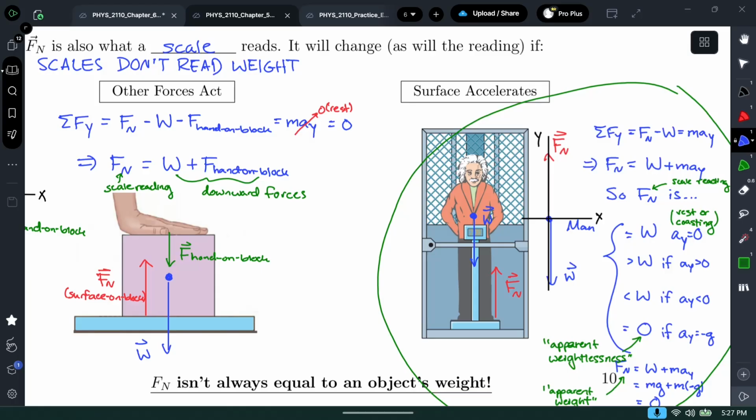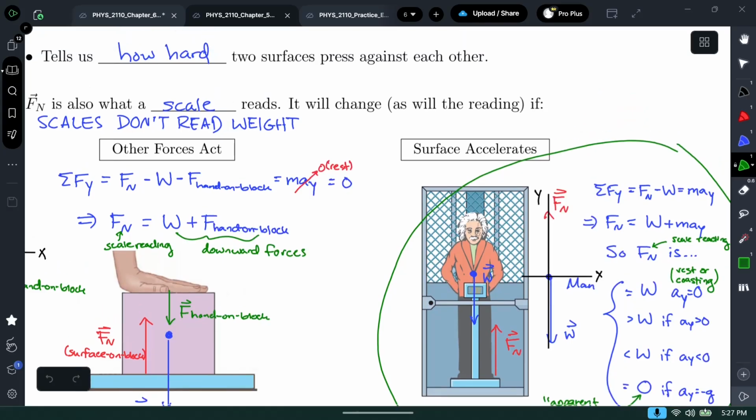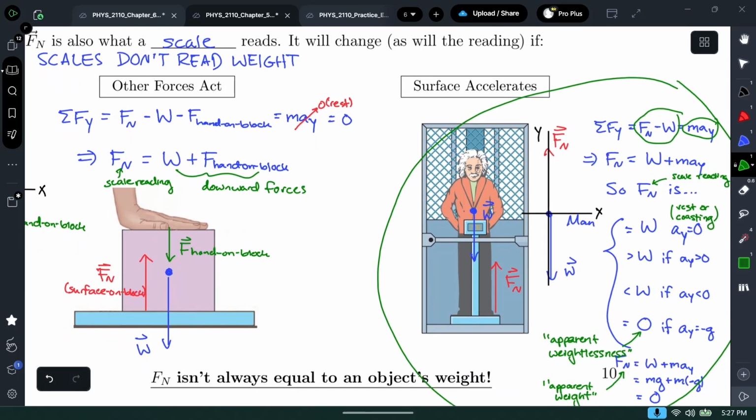We said, therefore, that the net force in the y direction is the difference between them, since they point in opposite directions. That's equal to the mass times the y acceleration, because second law says always that's the case. And then what I did is said, okay, so the normal force itself is equal to weight plus may, if I just move weight to the other side.